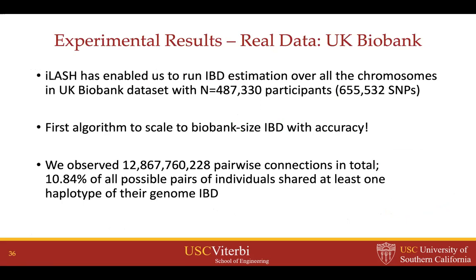We ran this on real data in PAGE, and then UK Biobank, and I think we were one of the first people to be able to run IBD on the UK Biobank with accuracy, or probably the first with accuracy actually. There were almost 500,000 people, about 650,000 SNPs after QC, and we observed 12 billion pairwise connections. So in this group of 500,000 people, there are 12 billion distantly related pairs, which is mind-blowing to me. It's about 10% of all the possible pairs, the n squared.